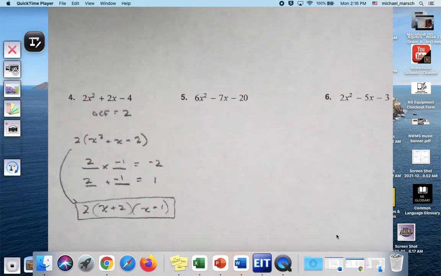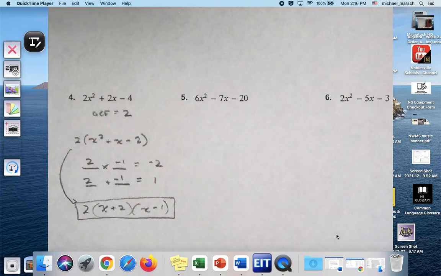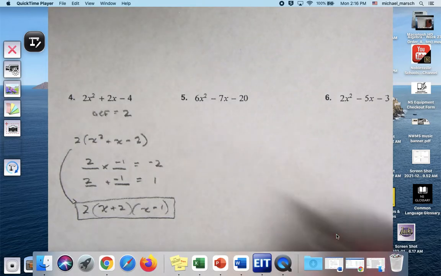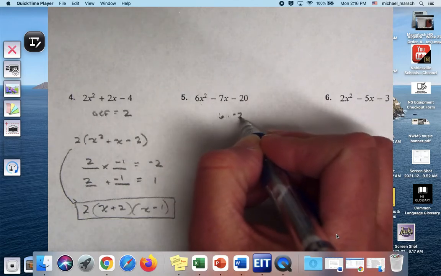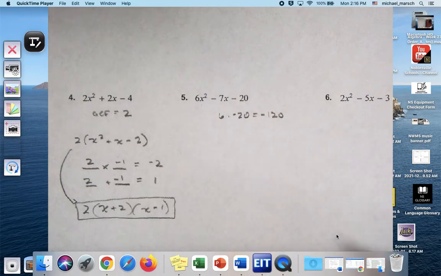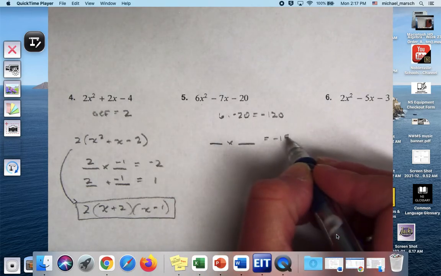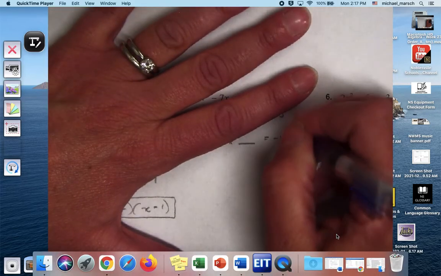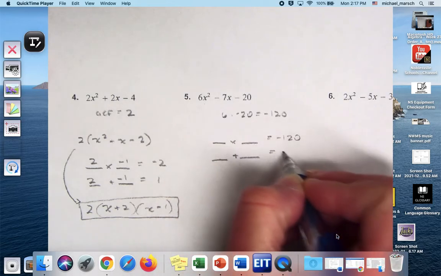How are we feeling? Good. And then we kind of hit a brick wall, right? Because now we're like, all right, there's no greatest common factor, and there's a value here, so I'm going to have to use the AC method. All right. So we're going to multiply A and C. 6 times negative 20 equals negative 120. So we're going to do what times what equals negative 120. What plus what equals negative 7.